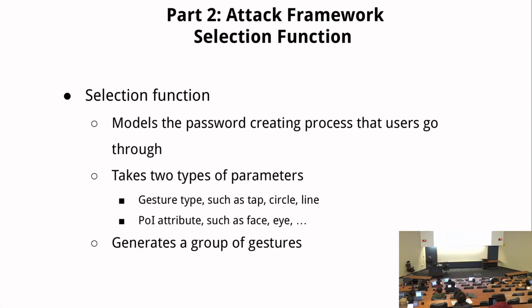So we model the user's thinking process when they choose a password as a selection function. A selection function only takes 2 parameters. One is a gesture type. There are only 3 types of gestures: tap, circle, line. And then a point of interest attribute. That could be anything. Could be face, could be eye, could be a color like red, could be a circle. Then when we apply the selection function to a picture, obviously it will generate many different gestures, right? And 3 gestures become a password.